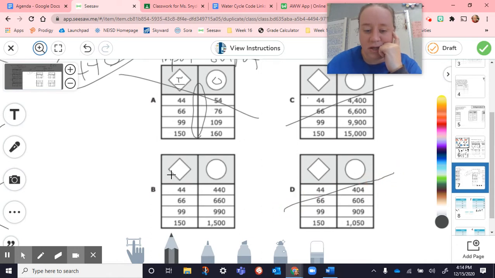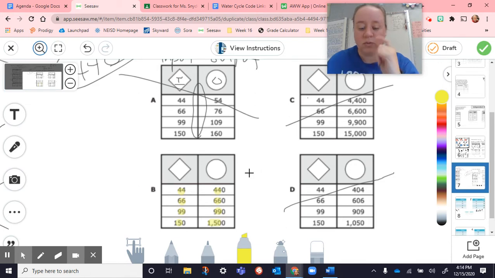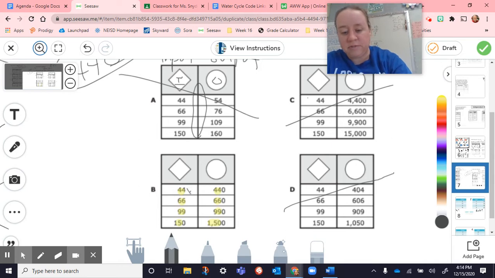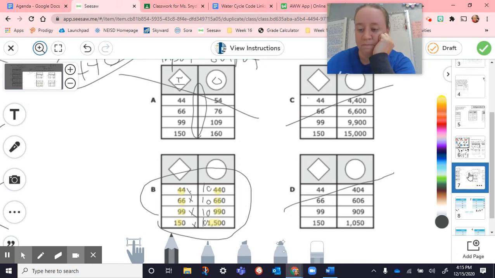That's not right. And then this here, look here, you've got, let's get our highlighter out. 44, 44 with 1 0. 66, 66 with 1 0. 99, 99 with 1 0. 150, 150 with 1 0. So each of these, when they went from the left to the right, they multiplied times 10, times 10, times 10. Every single one of these matches that, so I'm confident that B is my answer.